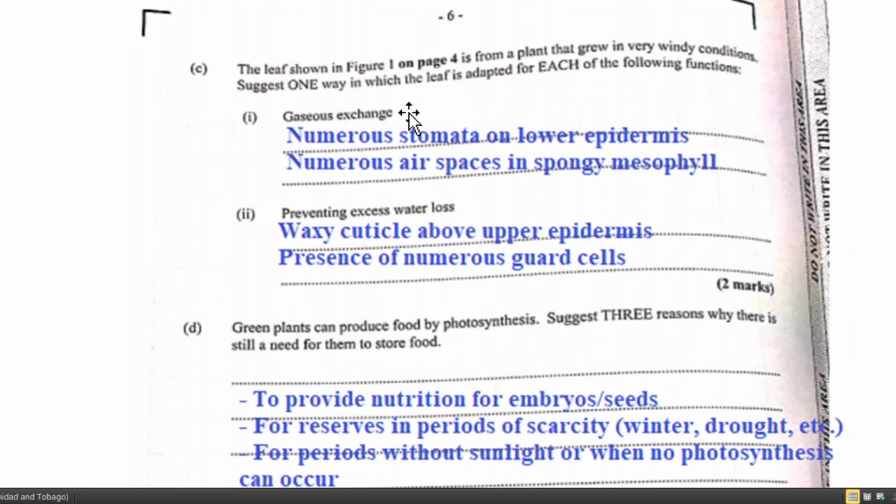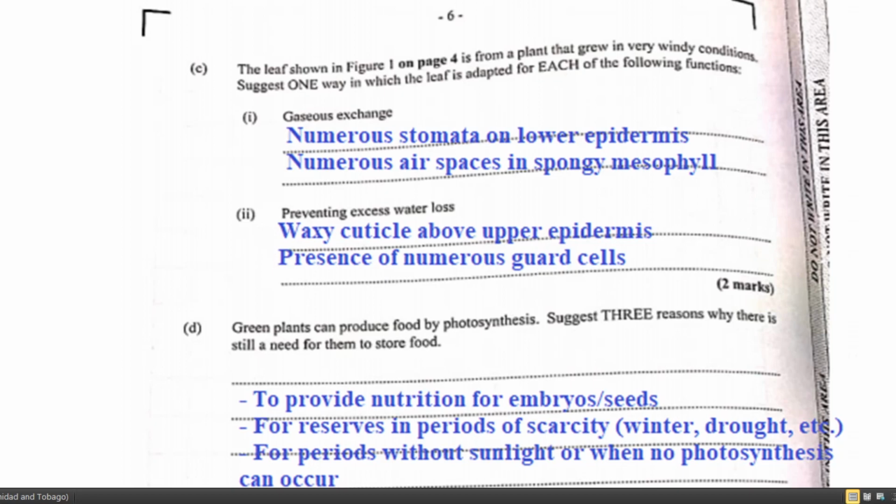So you have gaseous exchange, and the adaptations would be numerous stomata on the lower epidermis, numerous intracellular air spaces in the spongy mesophyll, and to prevent excess water loss, well, above the upper epidermis we have a waxy cuticle that is usually waterproof, and then we have the presence of numerous guard cells on the lower epidermis, and remember those could close, right, kind of like gates closing to prevent excess water from leaving the plant via transpirational pull.